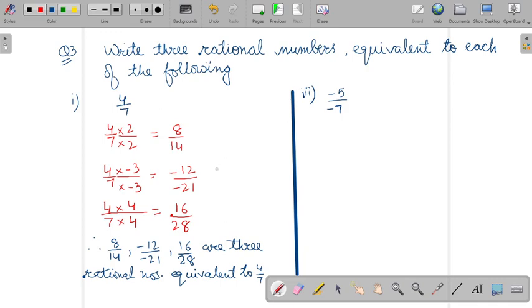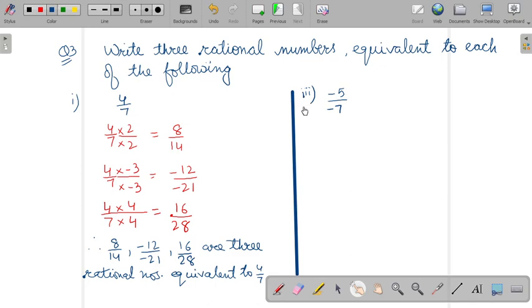Okay. It's not necessary that you always have to multiply with these numbers. Instead of these numbers, you can take any other number also, and in that case you will get a different answer. So it's not necessary that all the students get the same answer. It depends upon the integer. Whatever you take, accordingly you will get the answer.